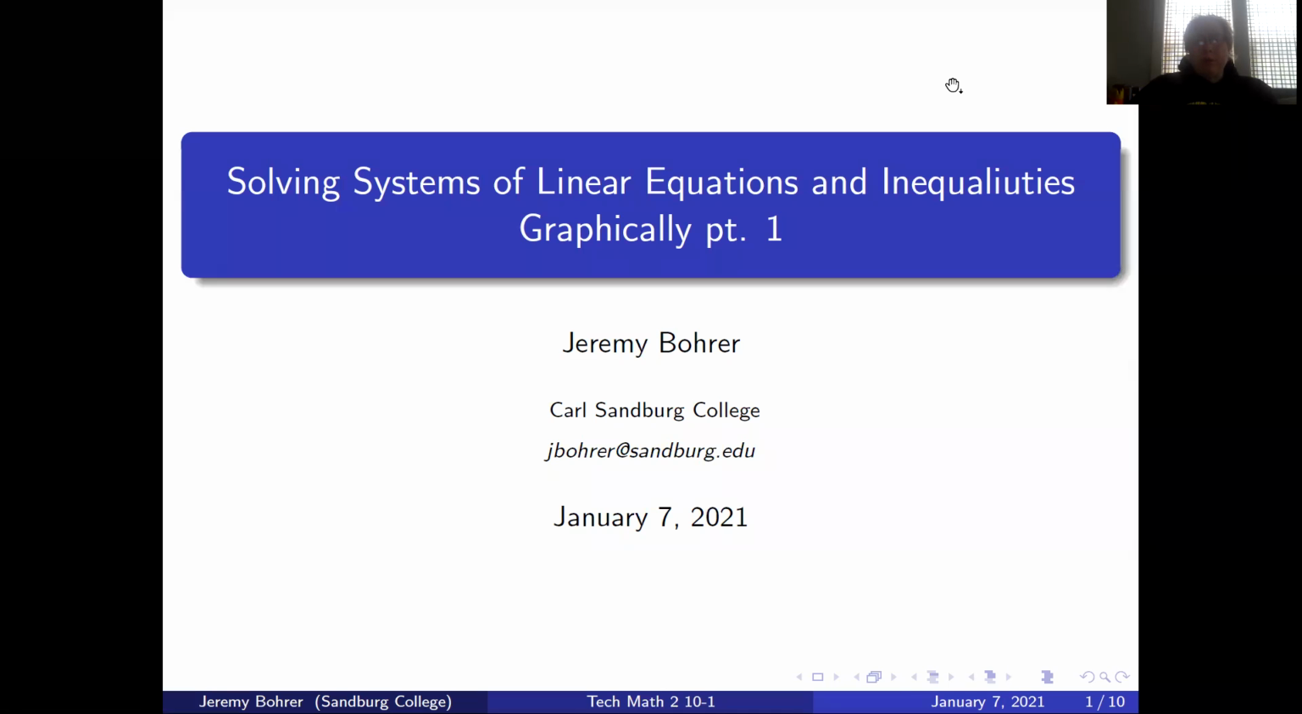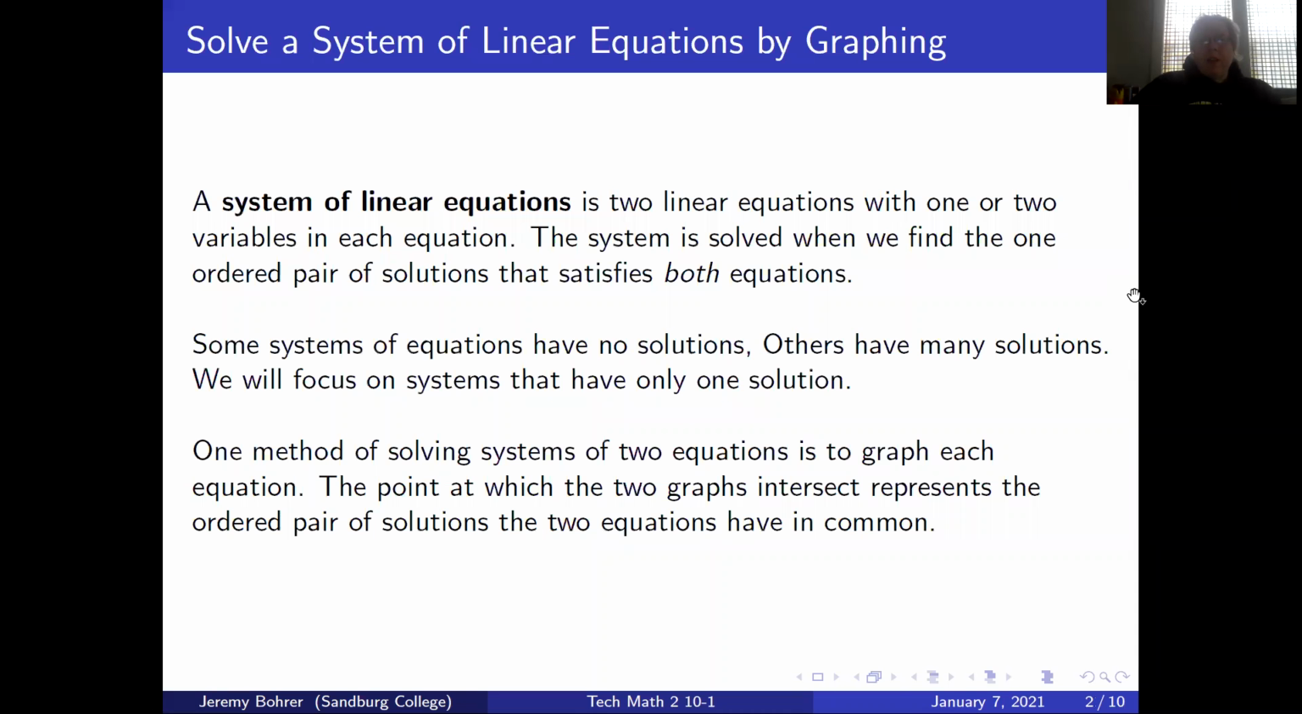In this video, we will discuss solving systems of linear equations and inequalities graphically. A system of linear equations is two linear equations with one or two variables in each equation. The system is solved when we find the one ordered pair of solutions that satisfies both equations.